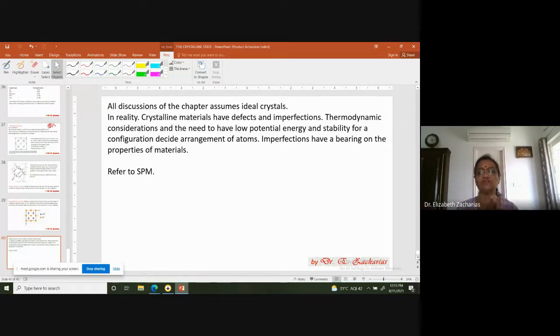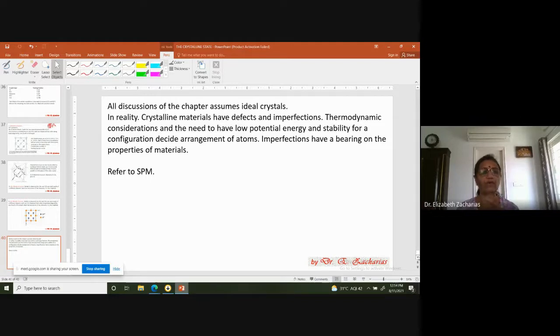Okay, so these are defects and imperfections. Many things that you have discussed in this chapter may not be completely true when you go to actual materials. Whatever we discussed here does not take into account defects, impurities, interstitials. But these imperfections have a lot of value. They ultimately decide the properties of a material.